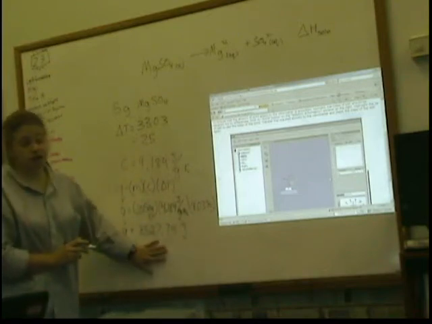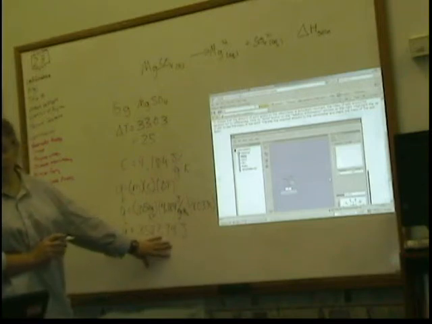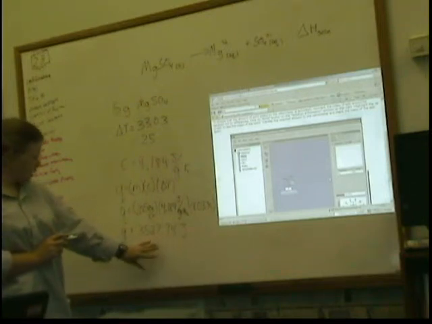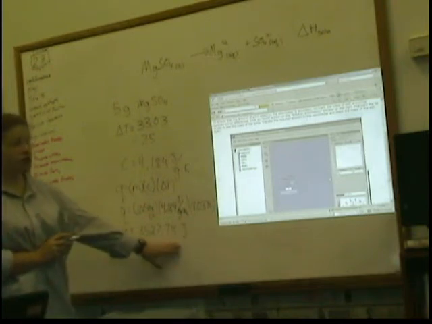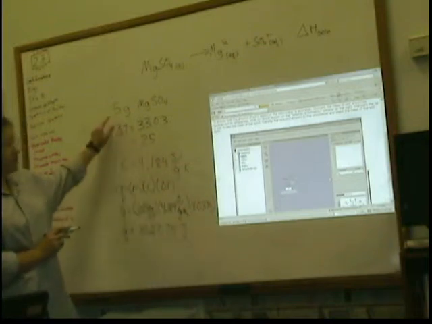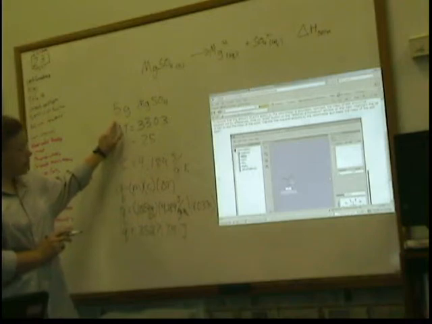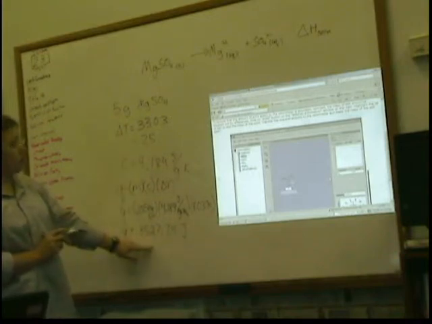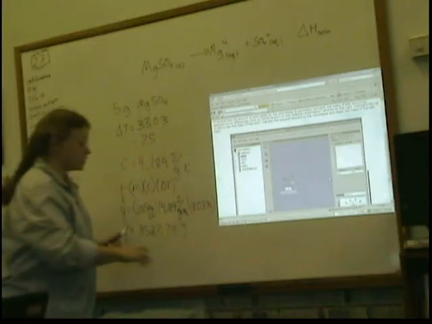And even though our answer says to leave it in 3 significant figures, I'm going to leave a bunch of them until I get to the end, and then I'm going to round. Okay. So what I actually found was 3,527.74 joules is what you get if you dissolve 5 grams. But I'm really interested in what it is per mole. So my next step is to figure out how many moles I have in 5 grams of magnesium sulfate.